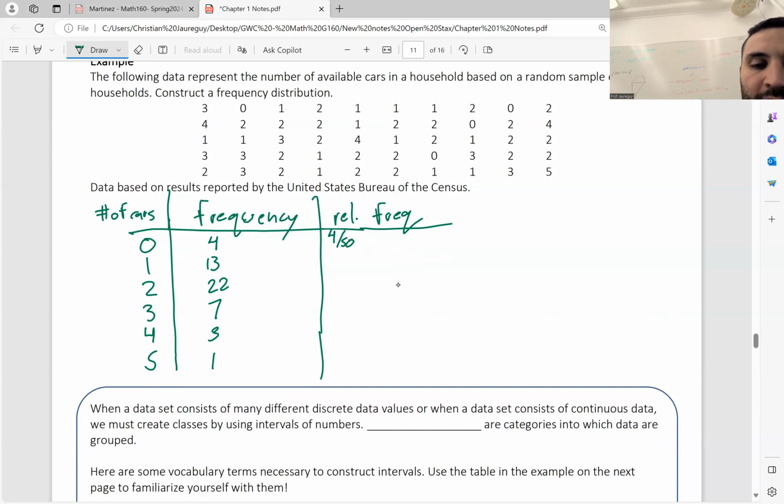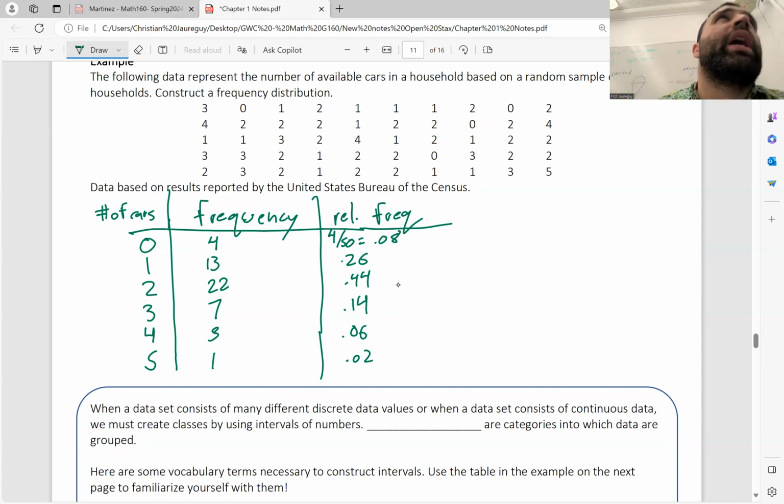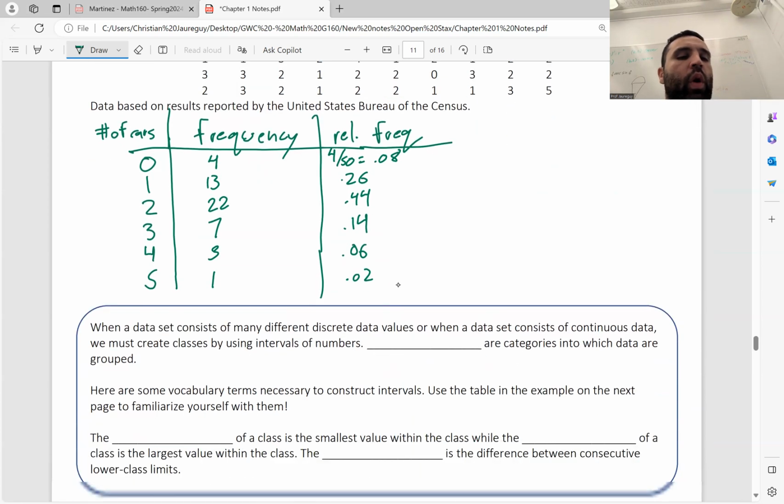4 divided by 50 gives us 0.08. This is 0.26, 0.44, 0.14, 0.06, and then 0.02. But of course, don't be afraid to use your calculator. And as I say this out loud, I'm double checking that everything actually went correctly. And it looks like I got 50 there. So, yeah. Hopefully that made sense. So bottom line is we can do frequency distributions in the same way with quantitative data.